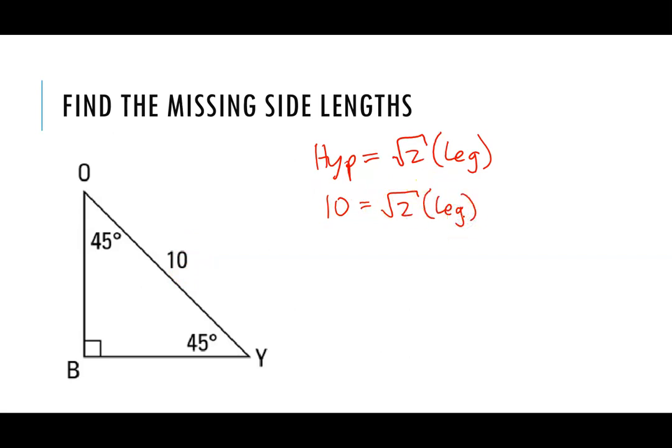So in this case, we want to get the leg alone. We're going to have to divide by root 2 on this side and root 2 on this side. So that tells us that the leg would be equal to 10 divided by square root of 2. Well, that technically is the answer, and I would give you probably about 80% of the credit for that answer. But for a full credit answer, I'm going to ask you to simplify this expression.